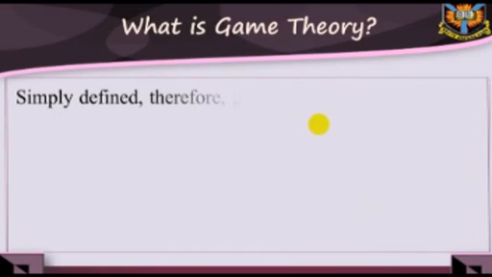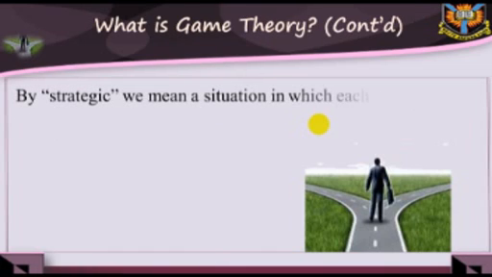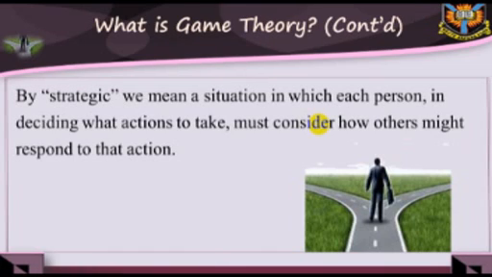Simply defined, therefore, game theory is the study of how people behave in strategic decisions. By strategic, we mean a situation in which each person, in deciding what actions to take, must consider how others might respond to that action. This is very common to the oligopolistic market structure earlier discussed.